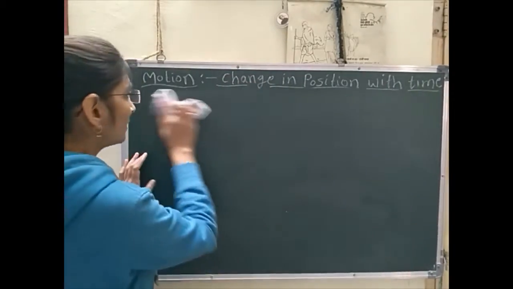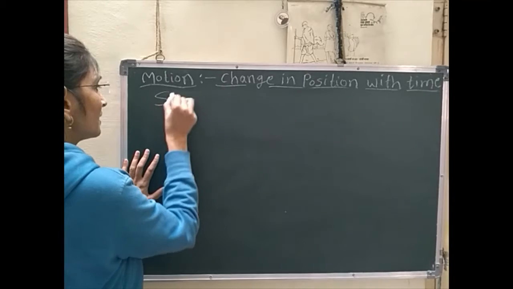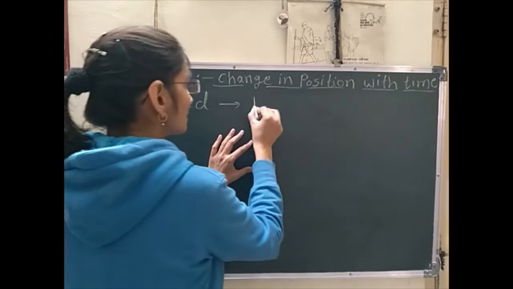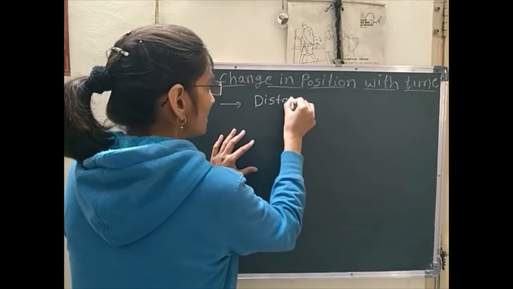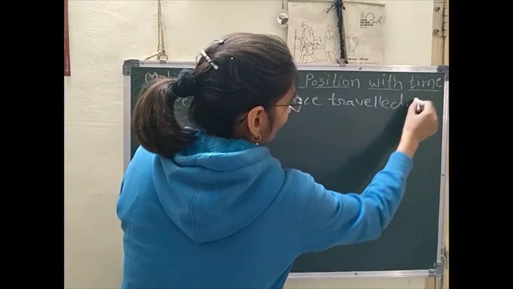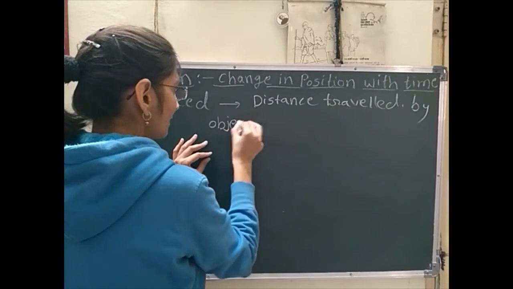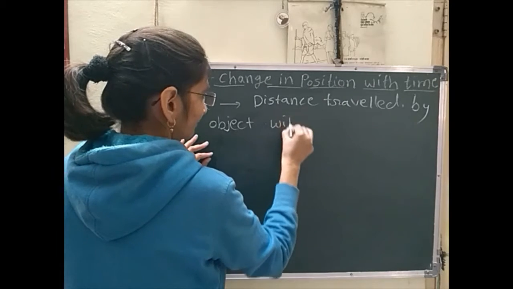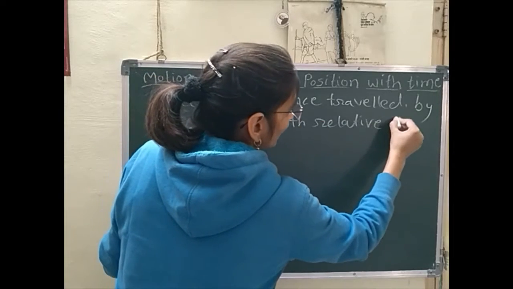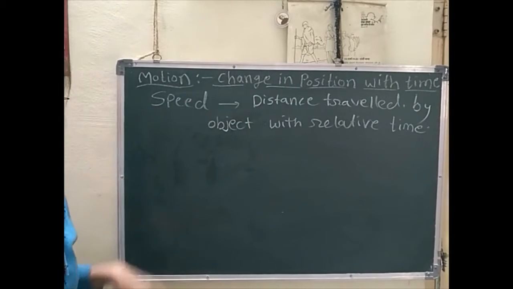So what is meant by speed? That we will discuss here. Speed is nothing but the distance traveled by an object with relative time. With relative time, it is known as speed.